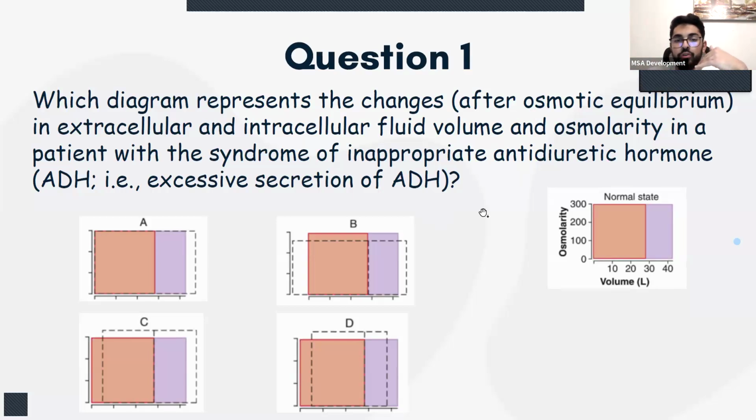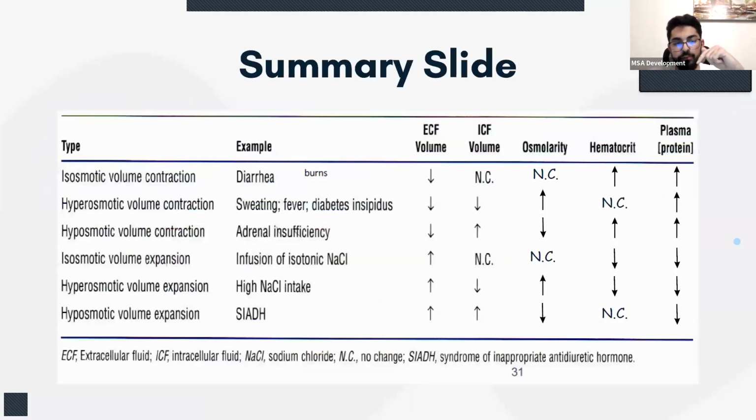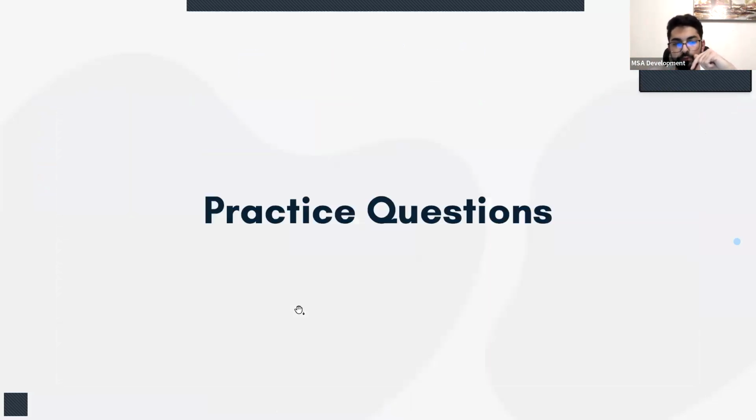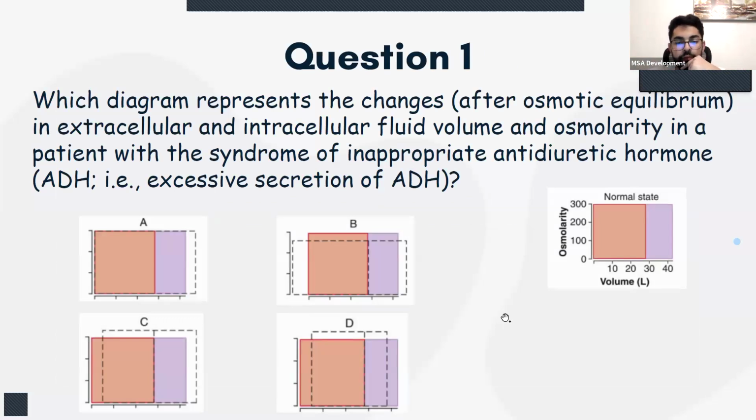So SIADH causes hypoosmotic volume expansion. Okay, it causes hypoosmotic volume expansion. Here, take a couple of seconds to try to think about it. Feel free to pause the recording. The answer here is going to be B.